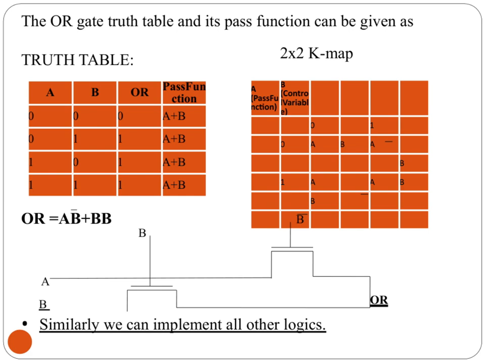This same approach can be extended to implement other logic gates as well, by adjusting the pass functions and control variables accordingly. Understanding this connection between truth tables, pass functions, and K-maps is key to designing and analyzing digital circuits efficiently.